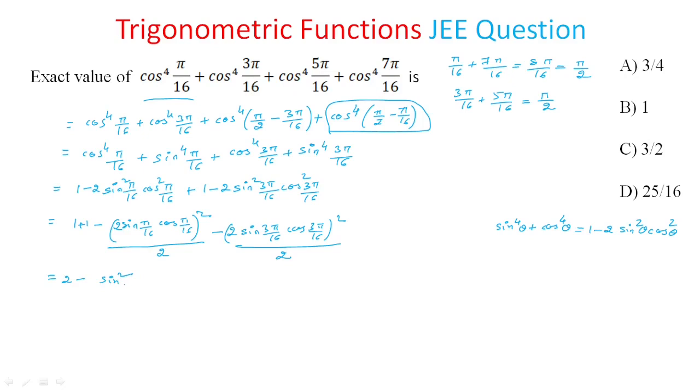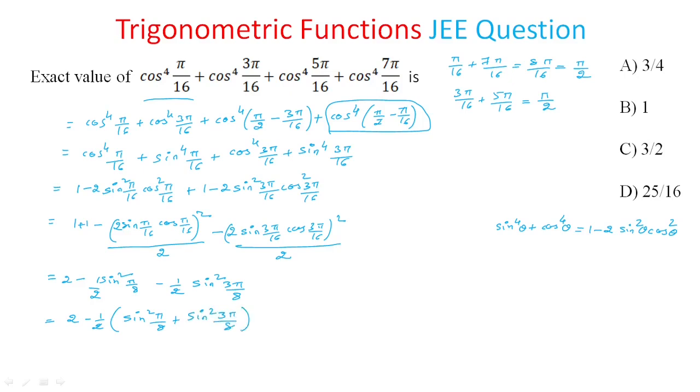2 into π/16 is nothing but π/8, and divided by 2, I write it as 1/2. Similarly here, minus 1/2 into sin² of 2 into 3π/16, nothing but 3π/8. This is 2 minus 1/2 times, with 1/2 common, sin²(π/8) plus sin²(3π/8).